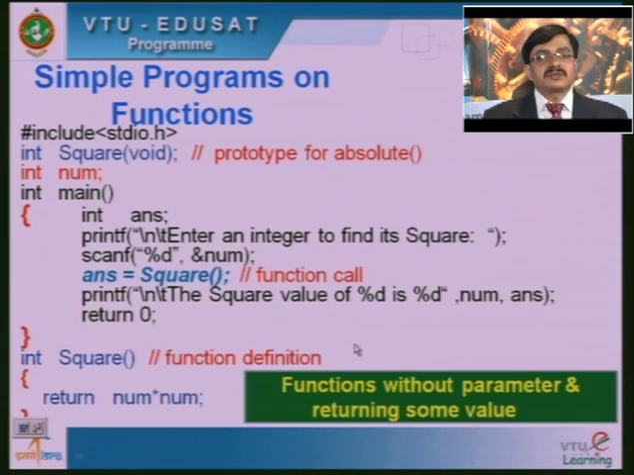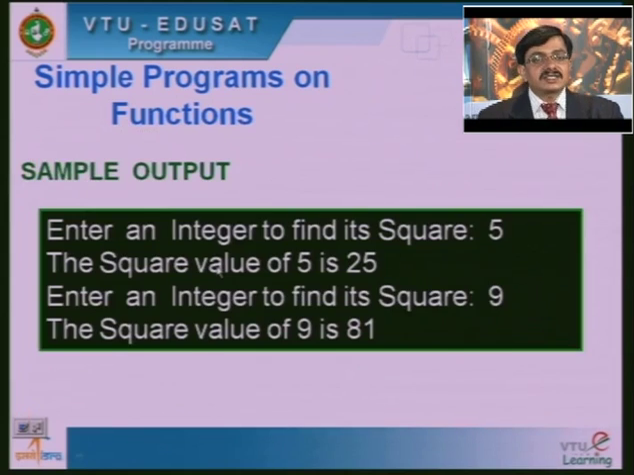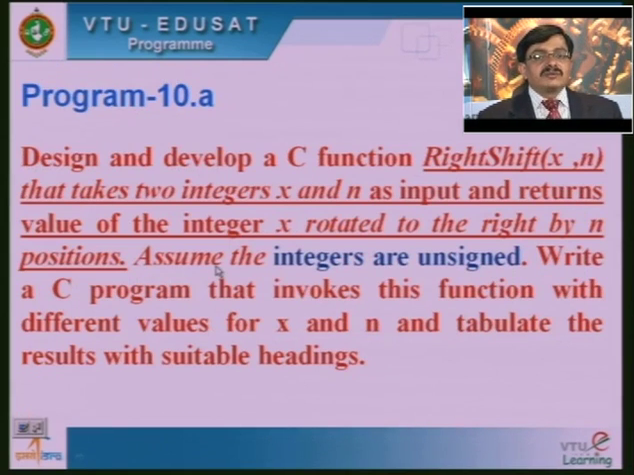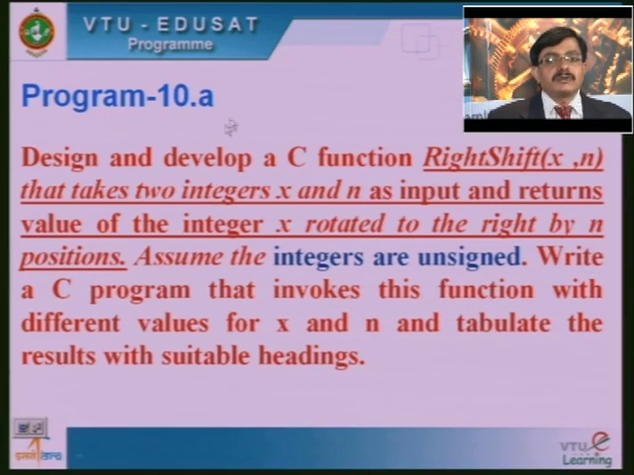So all 4 categories of functions we have seen: with parameter and with return type, with parameter and without return type, and similarly without parameter with and without return type. These are all the 4 categories of functions commonly used in programming. In the next class we will see the 10th program, which is to design a user defined function to perform the right shift operation, where we will be performing the shifting of bits, the right rotation. What exactly we do in case of right rotation we will see in the next session.